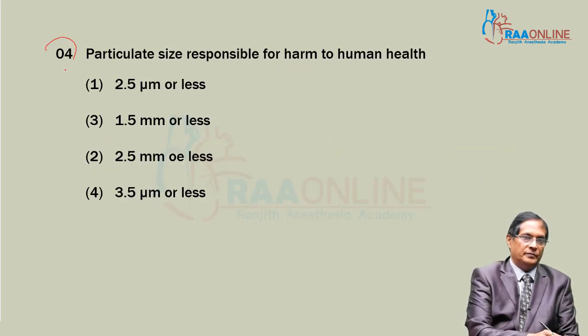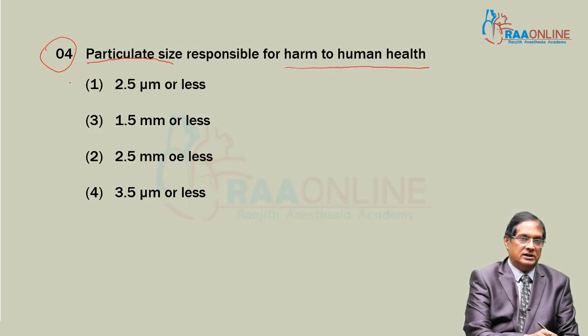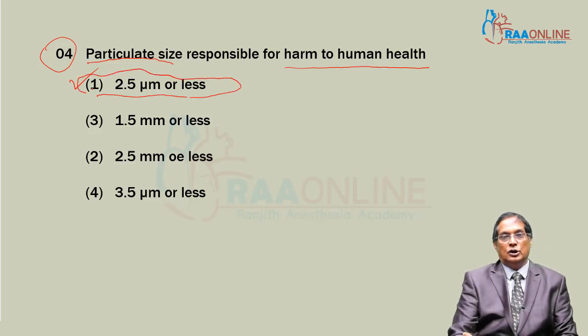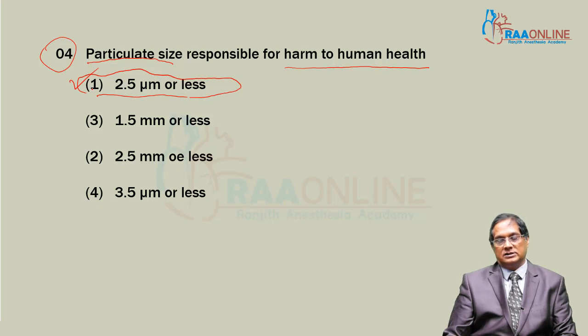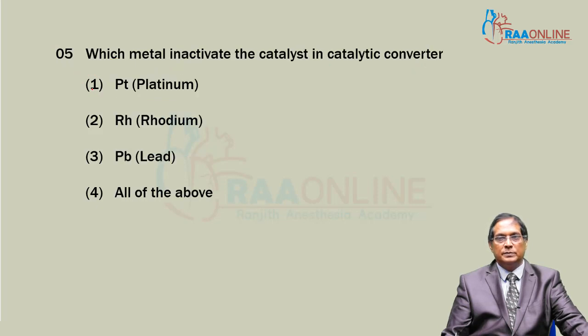Question number 4. The size of particulate matter that is hazardous for human health is 2.5 micrometer or less. These are harmful for human health, and they can be separated by the electrostatic precipitator. It is compulsory in industry.